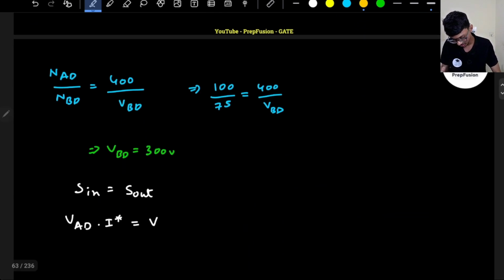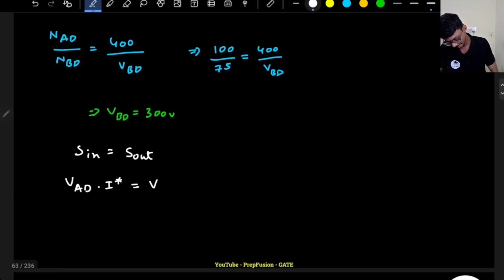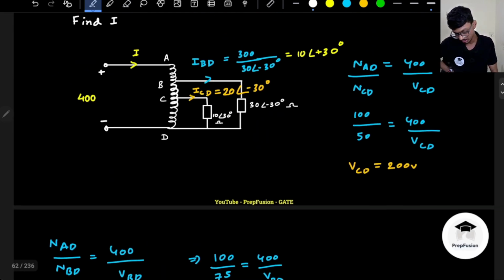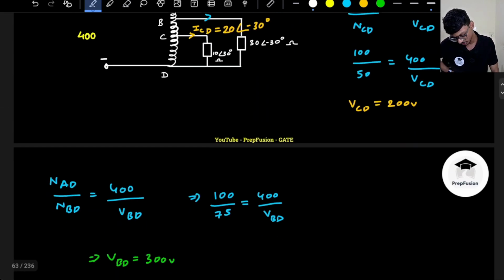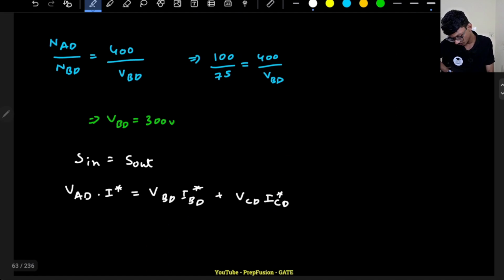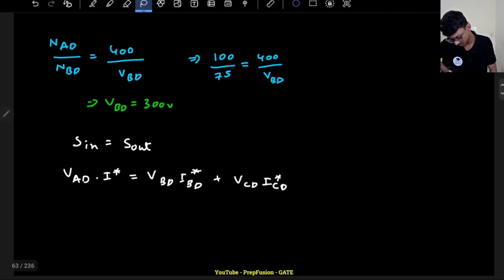So here, in this equation, this will be VBD. Remember, I will not write here I, right? It will be IBD conjugate. That is what my apparent power is. We have learned this very well in the complex power chapter, correct? So IBD conjugate plus VCD into ICD conjugate. Okay, so from here I can directly write down the expression for I.